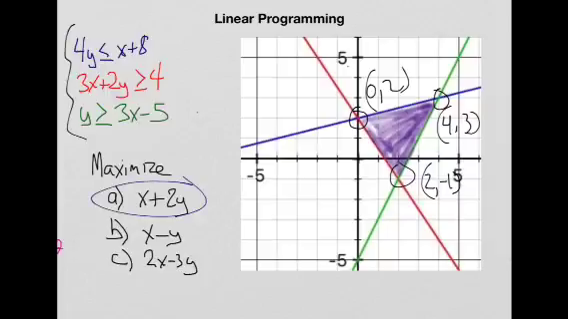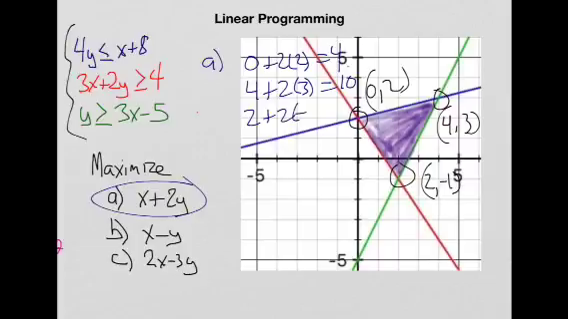So if I look at this first one for A, I'm going to look at 0 plus 2 times 2, or 2 times 2 is 4. I'm going to go 4 plus 2 times 3. 4 plus 6 is 10. I'm going to go 2 plus 2 times negative 1, which is going to be 0. So my maximum value is 10, and this occurs at the point 4, 3. So to maximize this expression, this would be 10 at the point 4, 3.